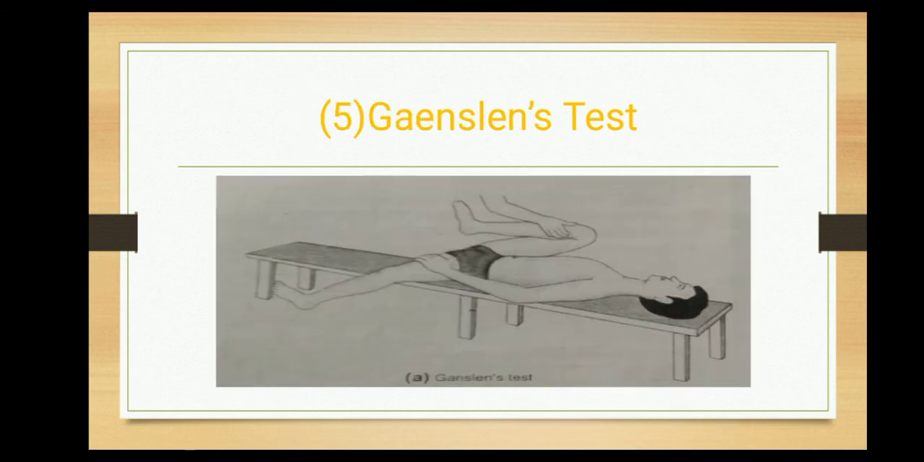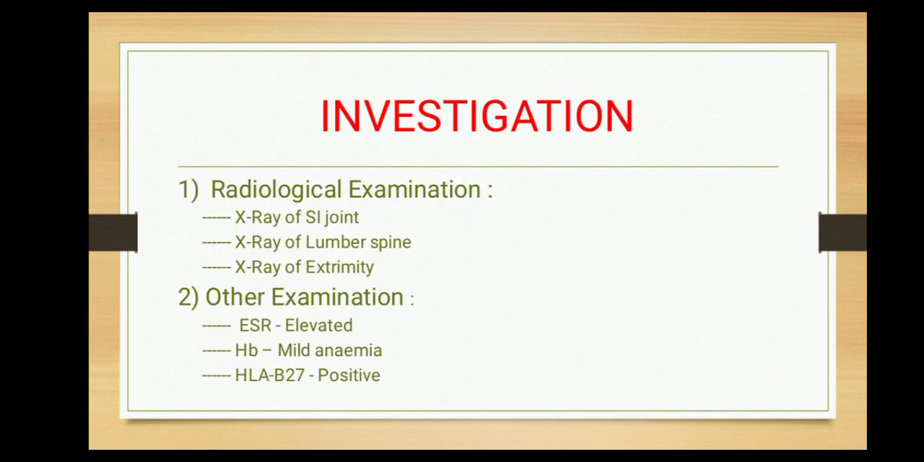Next and the last test is Gaenslen's test. In Gaenslen's test, the hip and knee joints of the opposite side are flexed to fix the pelvis, and the hip joint of the side under test is hyperextended over the edge of the table. This will exert a rotational strain over the sacroiliac joint and give rise to pain. So that is all about the examination.